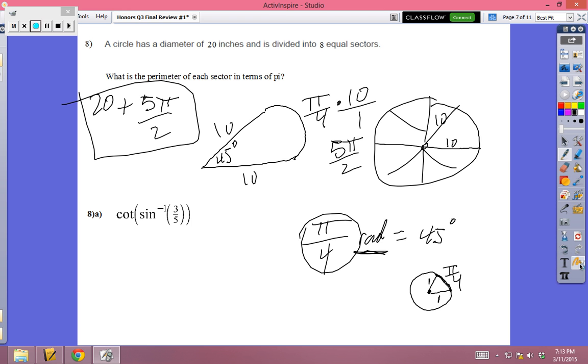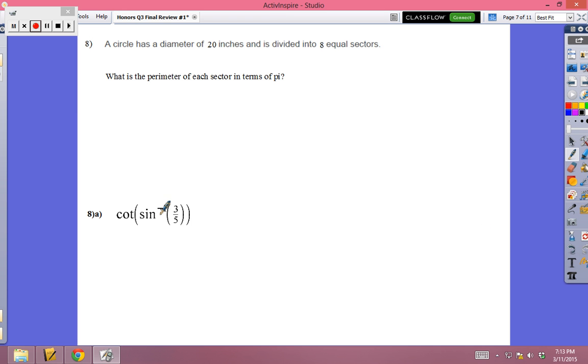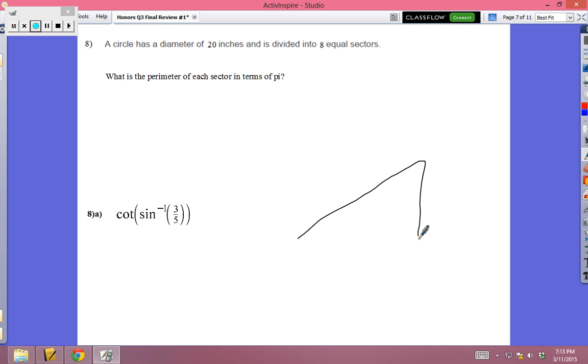Okay, 8a. What is the cotangent of the inverse sine of 3/5? So let's draw a triangle. The inverse sine of 3/5, they're telling you that the sine from this position, this angle, this theta, is 3/5, and the sine is opposite over hypotenuse. And they want to know what angle that is, but we don't need it, because you use the inverse to calculate the angle, and I don't need the angle.